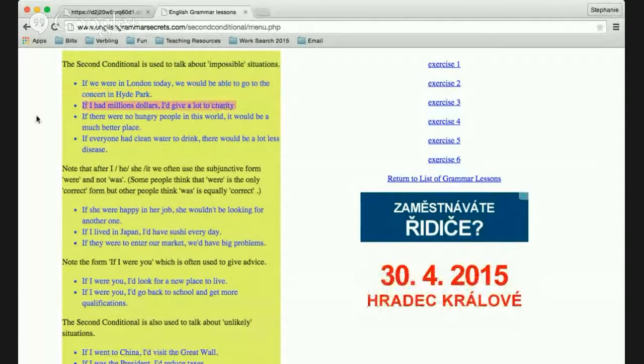Another example. If I had $1 million, I'd give a lot to charity. So an if clause using, again, the simple past, and then there's the would, contracted, would, and then the base form of the verb. So the infinitive without the to, the base form. Are there any questions so far?